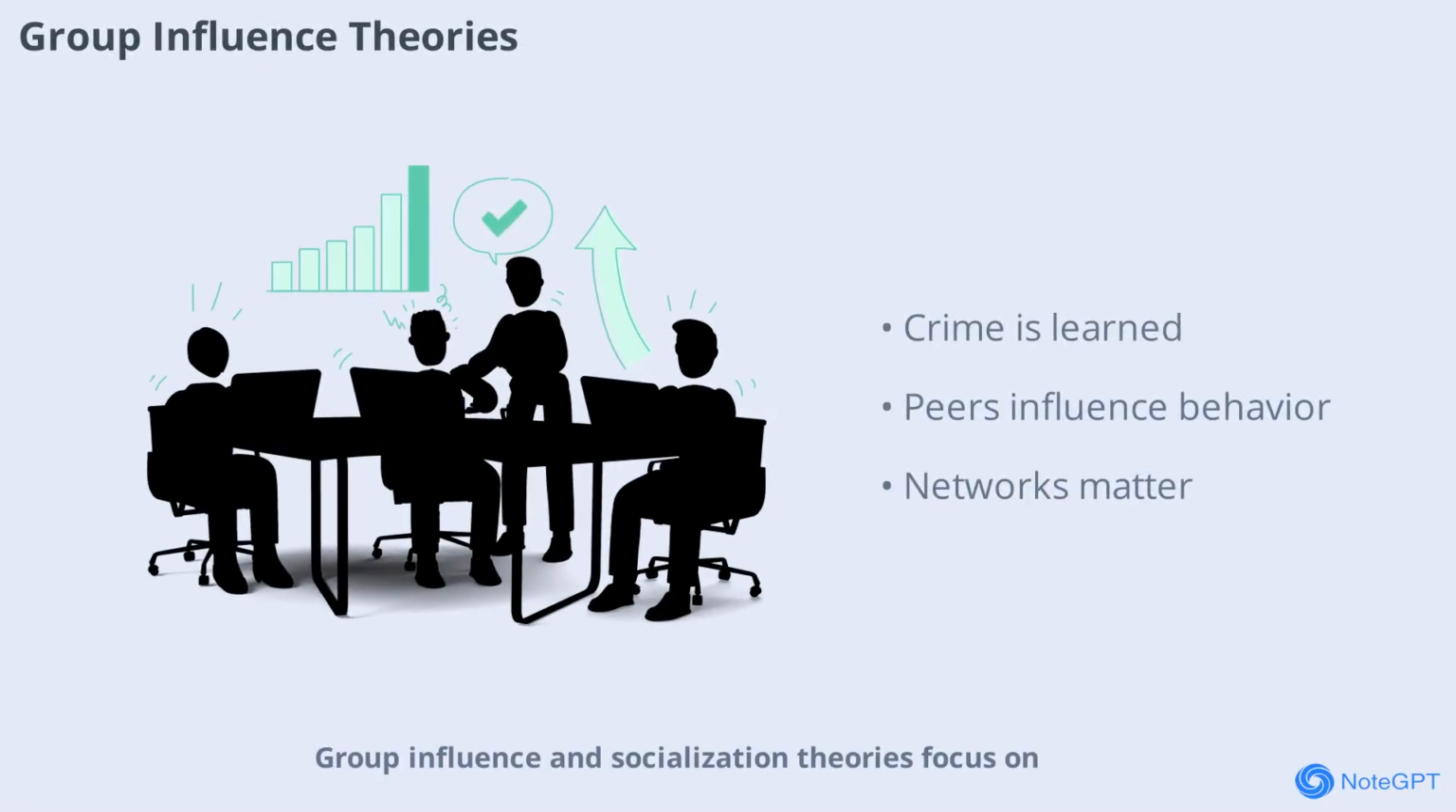Group influence and socialization theories focus on how criminal behavior is learned through social relationships. Differential association theory, for instance, suggests that people learn criminal behavior by interacting with others, especially peers. They pick up not just techniques, but also the attitudes and rationalizations that justify crime. This helps explain why crime clusters in networks and why peer effects are so strong, though it may underplay individual differences like impulsivity or empathy.